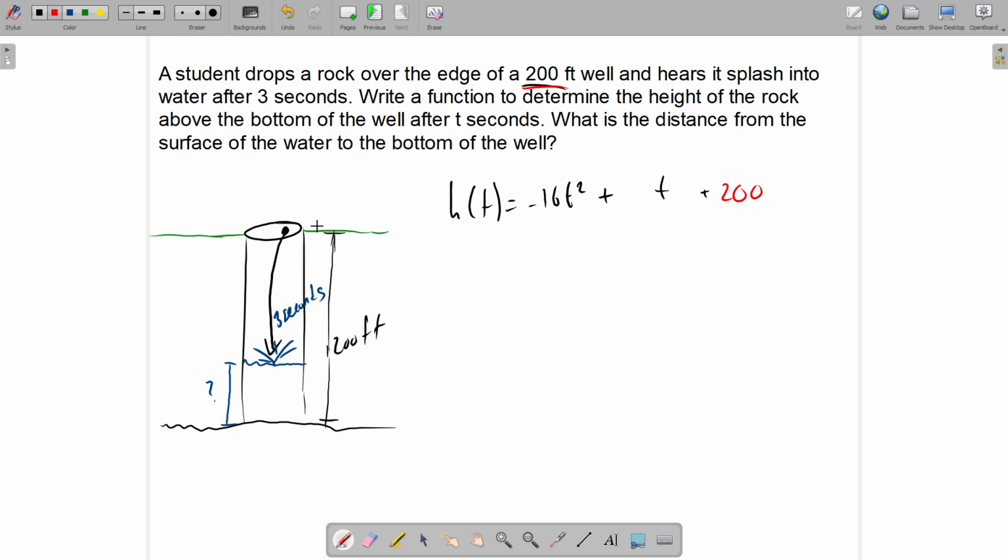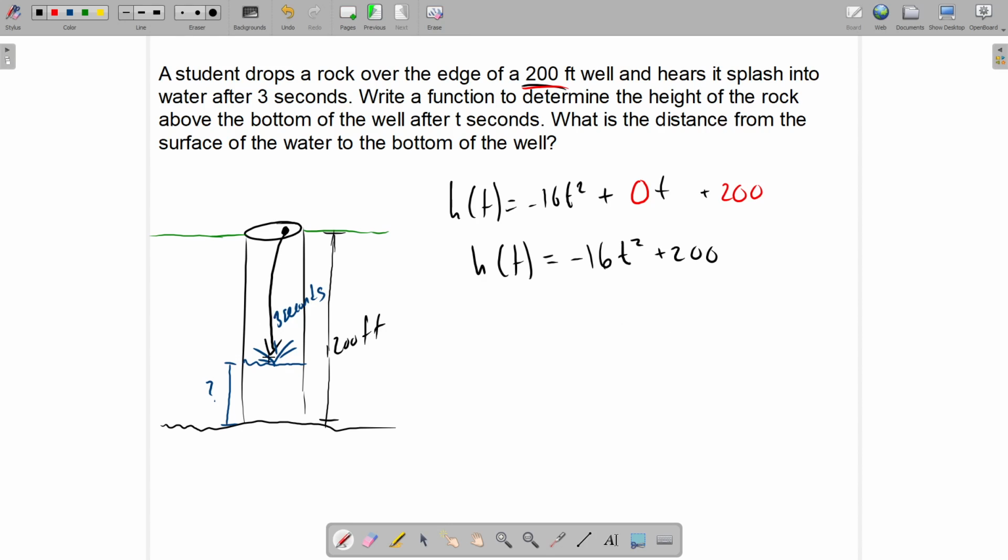The initial velocity is interesting because we're just dropping a rock. We're not throwing it down. We're not throwing it up. The initial velocity is 0. So if we simplify this equation down before we do anything else with it, we have this vertical motion model of -16 t squared plus 200.